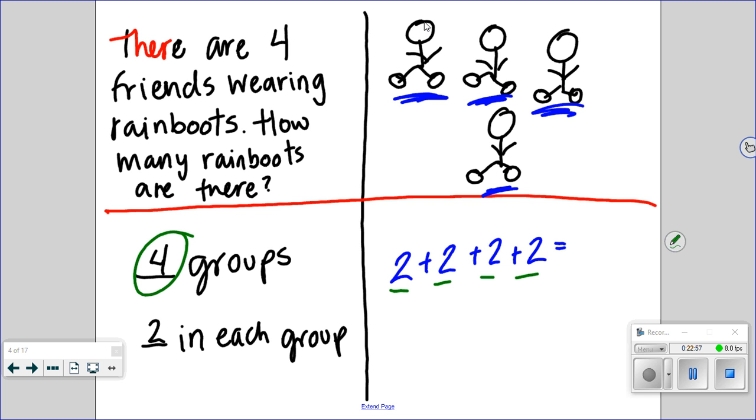But now I need the answer. What is 2 + 2 + 2 + 2? Or four skip counts of 2? If you need a skip count real fast, do it. Brandon? 2, 4, 6, 8. Four skip counts of 2. How many rain boots are there? 8 rain boots. Any questions about what we just did here?